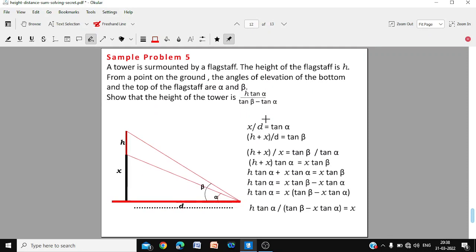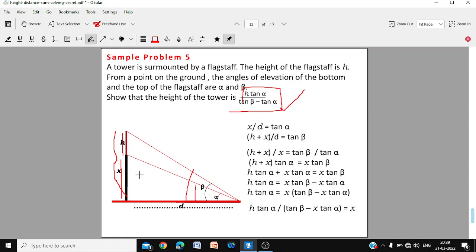Sample problem number 5. A tower is surmounted by a flagstaff. The height of the flagstaff is h. From a point on the ground, the angles of elevation of the bottom and the top of the flagstaff are alpha and beta. Show that this is the height of the tower. This is the height of the tower x. You have to show that x is equal to this expression. This is the extra height of the flagstaff. So the total height would be h plus x. And this is alpha and this is beta. Alpha when you are looking at the bottom of the flagstaff, and beta when you are looking at the top.